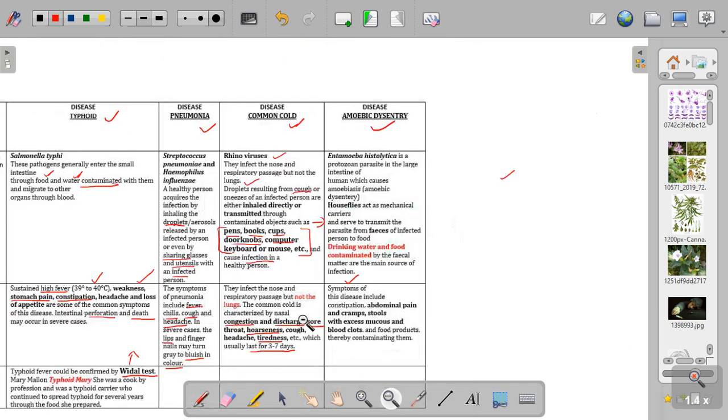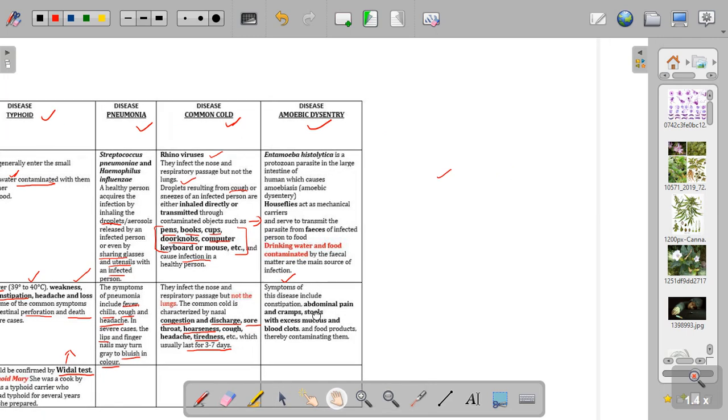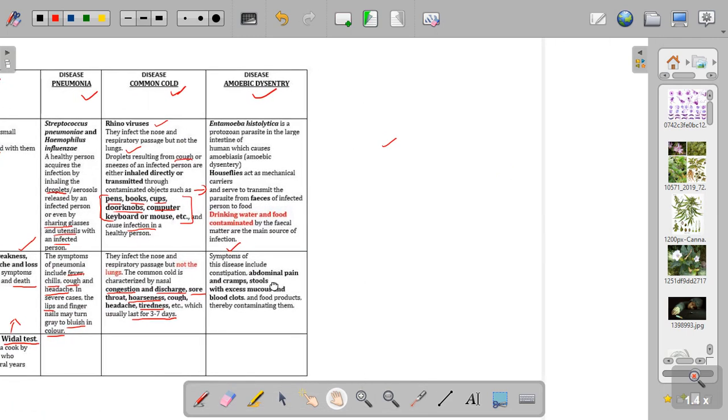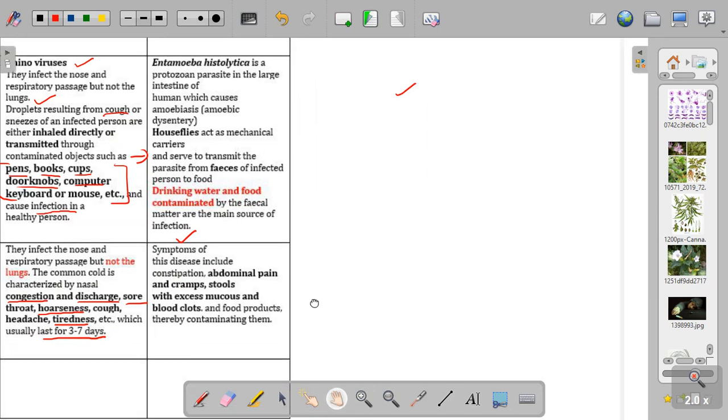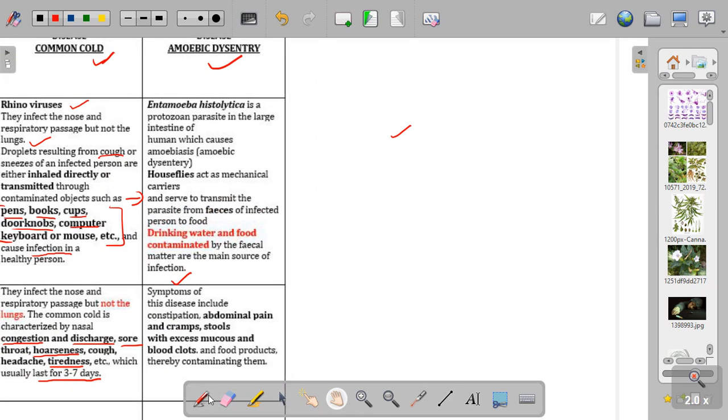And how about amoebic dysentery? Amoebic dysentery is caused by a protozoan that goes by the name Entamoeba histolytica. Entamoeba histolytica is a protozoan parasite which affects the intestinal part of humans and causes a disease called amoebiosis or amoebic dysentery.